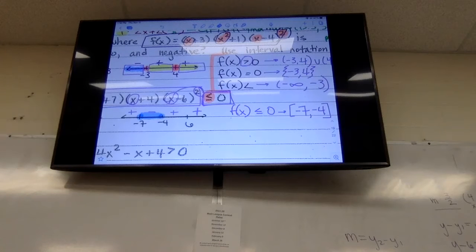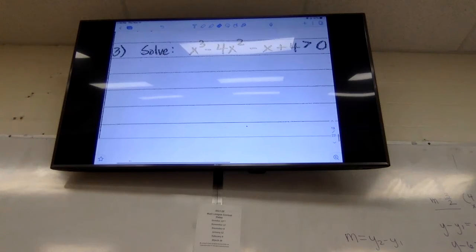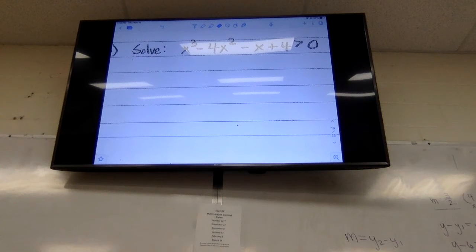All right, how are we doing? Rolling? Great, let's do number 3. Ooh, this one's not factored out. How do we find our zeros? Grouping, very good, let's group it.